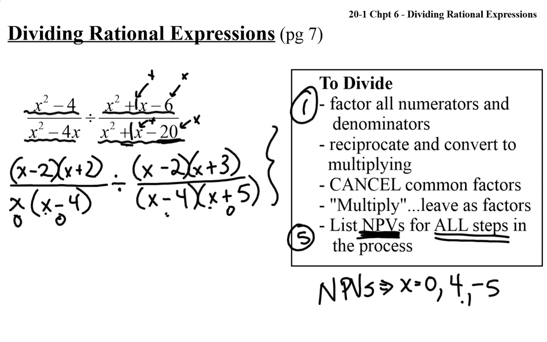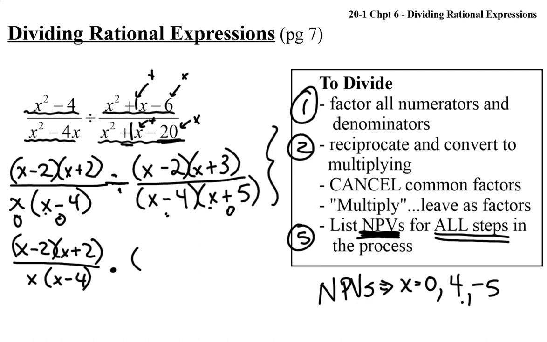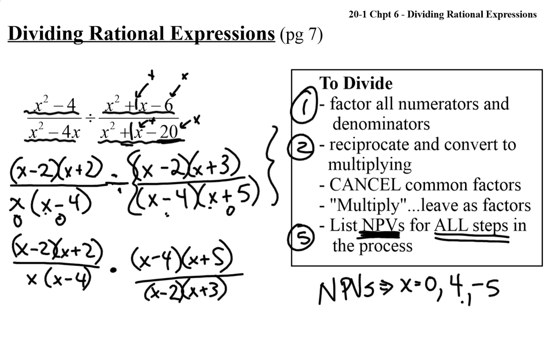We need to list NPVs for all steps in the rational process, because anytime I get a denominator of 0, the question implodes, not just in a final answer. At this point, it's division. I cannot cancel. So my second step is to reciprocate and convert to multiplying. So I still have x minus 2, x plus 2 over x times x minus 4. And I'm multiplying that. But now I'm multiplying, so I need to reciprocate my second rational. I now have x minus 4 times x plus 5 in my numerator, and I now have x minus 2 times x plus 3 in my denominator.